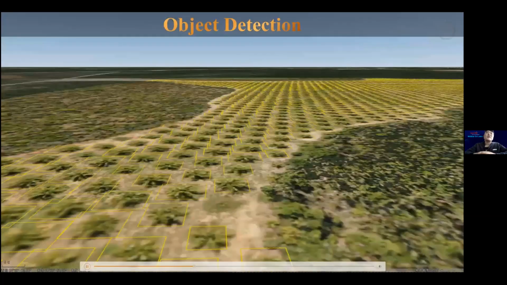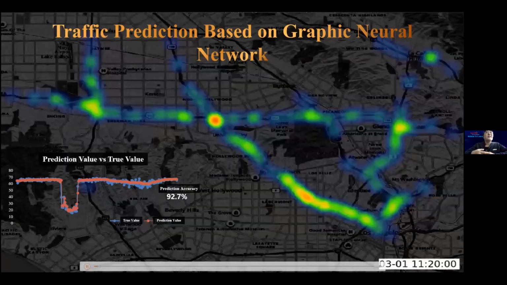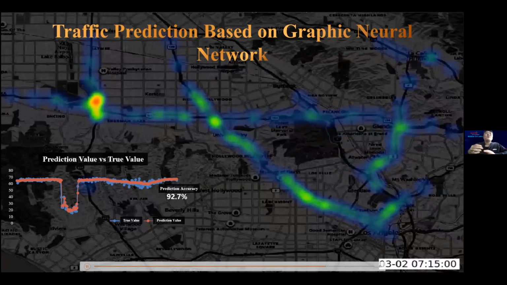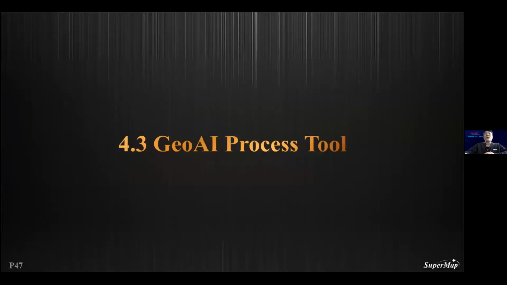And also, we can achieve land use classification, such as the left side is one satellite image data, and on the right side is the result of classification. Okay, and traffic prediction based on geographic neural network. So this system can do the prediction of traffic situation in advance.